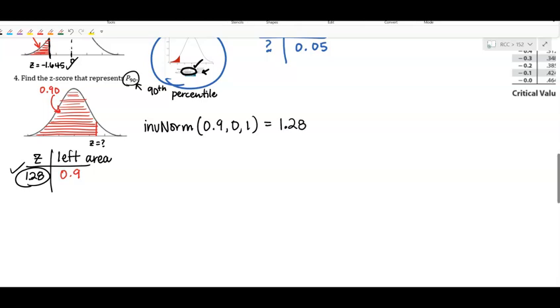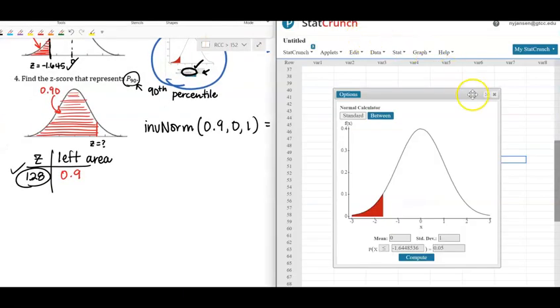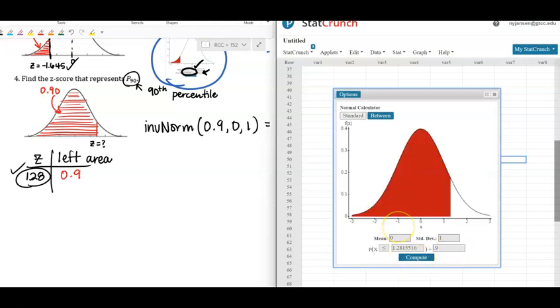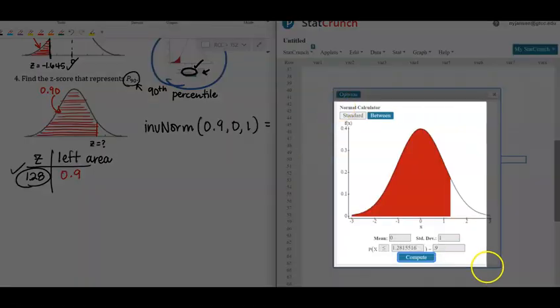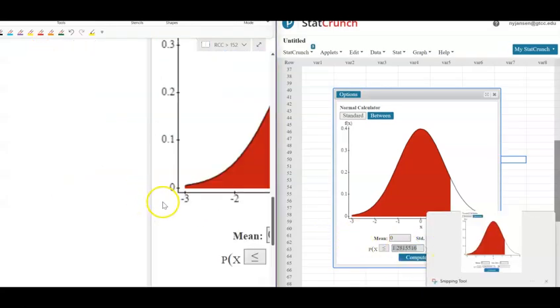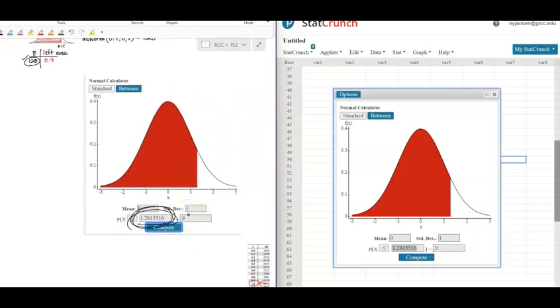If we had decided to use StatCrunch, I would go here and I would enter in what the left area was, which was 0.9, and then I would compute that, and it would tell me, hey, if your left area was 0.9, your z-score was 1.28. And we can see that pop up down there at the bottom. So in StatCrunch, it would also give me an answer of 1.28 after we entered in all of this left area of 0.9.